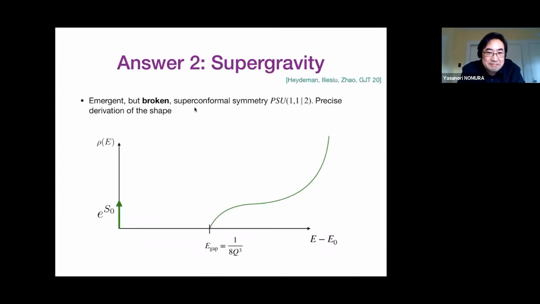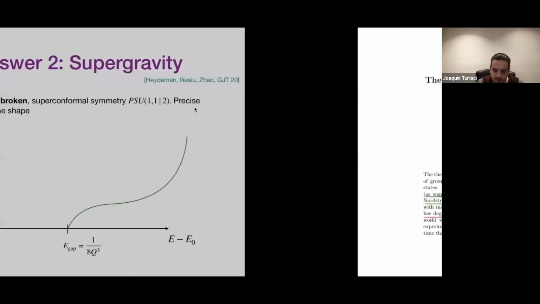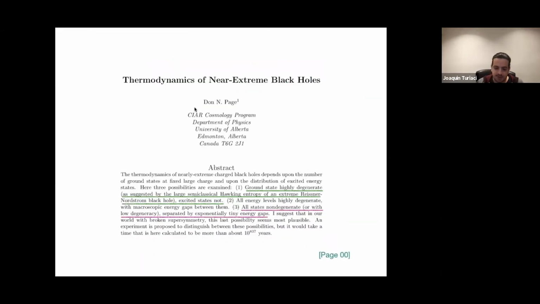I don't remember what I said, but the point is that in supergravity, you have to repeat the calculation. I guess I already said this, but to answer Hugo's question, this is the thing that reproduces the answer that we expect, the extremal degeneracy.